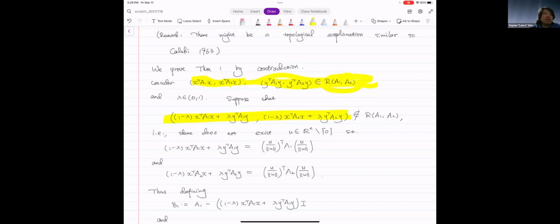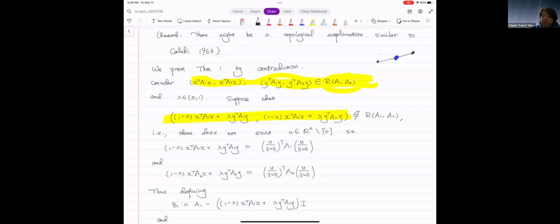If I do it by contradiction, then that means that there exists a point on the line segment. So basically there are 2 points. There is 1 point over here. There is 1 point over here. I'm doing it by contradiction. We're going to say that there is this point that does not belong to the set.